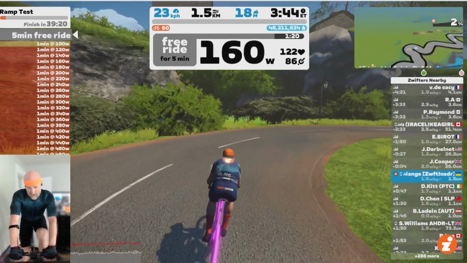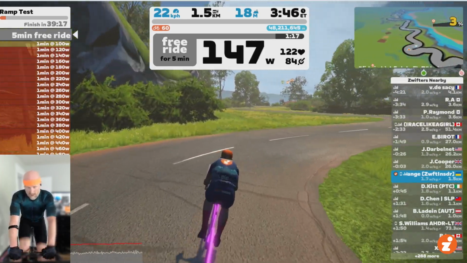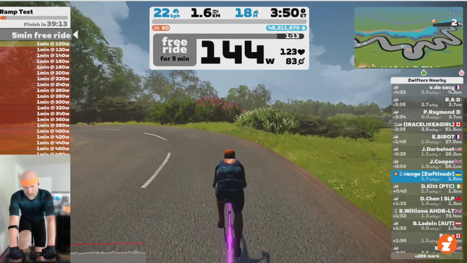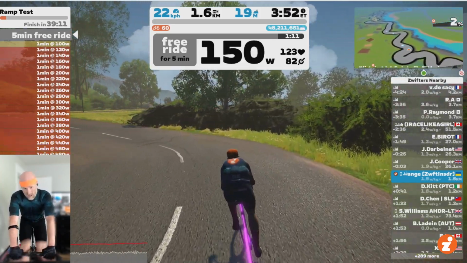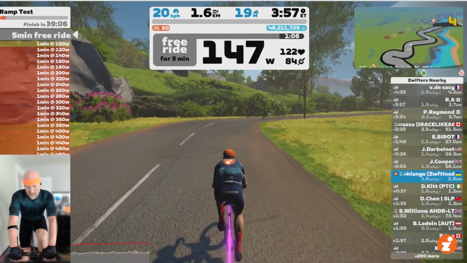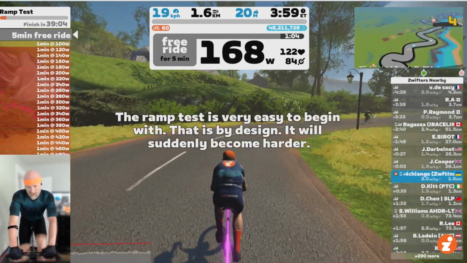If I finish the 440 watt interval, then I bump that result up about 10 watts. A little less than 10, but close. 9 watts.